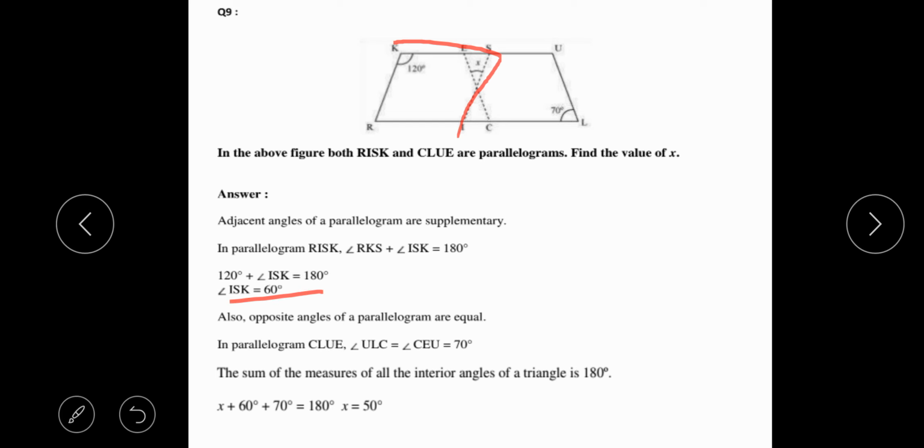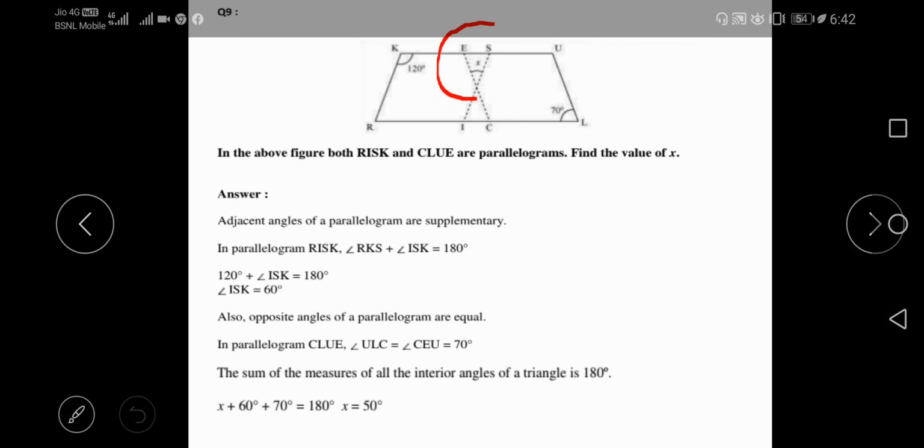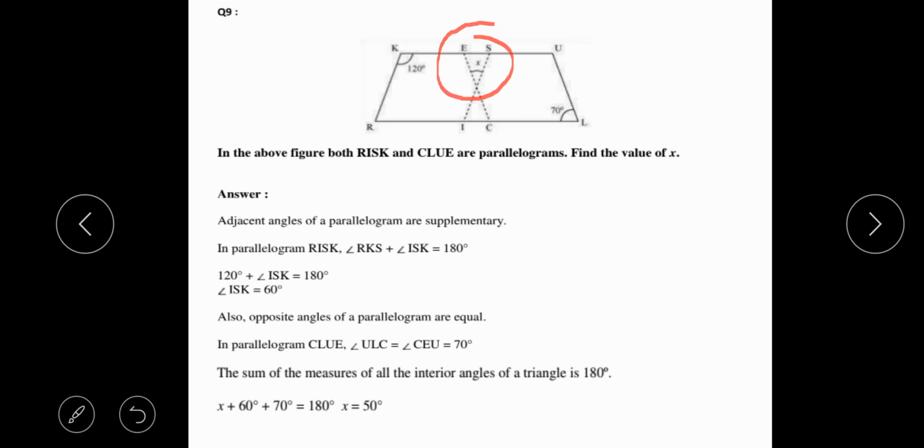ISK is here 60 degrees. Now as we know, opposite angles of a parallelogram are equal. So in parallelogram CLUE, if this is your 70, then opposite also here 70 degrees. As we know, the sum of the measures of the interior angles of a triangle is 180 degrees. Now we have to consider this one smaller triangle. In the smaller triangle, one angle is your x, the second is your 60, and the third is 70. So by using this, you can easily find the value of x, here 50 degrees.